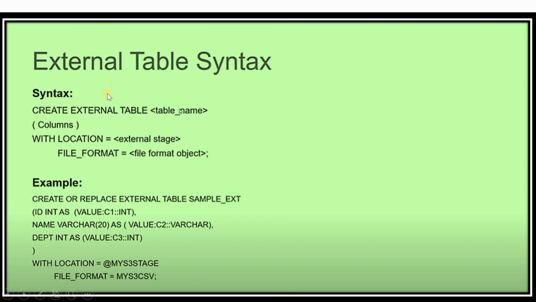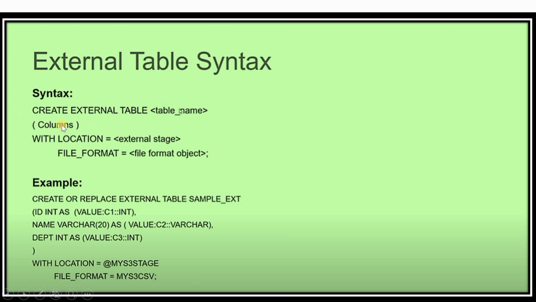How to create an external table? The syntax will be create external table. After that you give the table name, whatever name you want for your external table. After that you give the columns. For the columns we give the column name, then the value, which we cast as column 1, and after that the data type. Then with location, you specify the location of your stage, and you also specify the file format property. So this is the syntax for creating an external table.